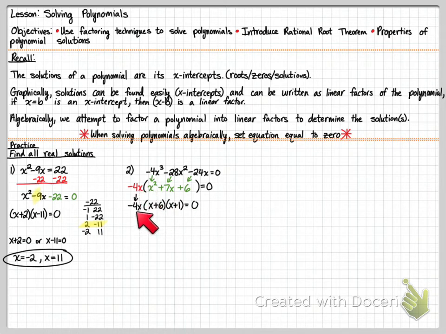We're going to bring down that 4x, and we're going to set it equal to 0. And now, if you want to, wrap parentheses around the negative 4x, because we need to set this equal to 0, this equal to 0, and this equal to 0. So when you have a GCF, you have to set that piece equal to 0 as well. So we're going to have 3 answers this time: x equals 0, x equals negative 6, and x equals negative 1.